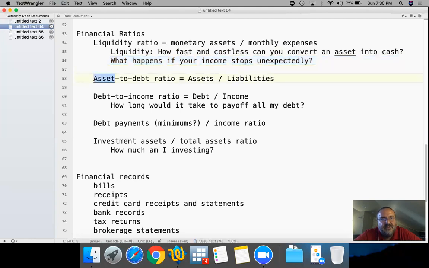The second ratio is asset to debt. It simply is how much assets you have and how much liabilities you have, how much debt you have. So if your total assets are a few $1,000s and you have significantly more debt than your assets, well, you're in trouble. However, liabilities can be significantly long-term. For instance, a mortgage is about 30 years.